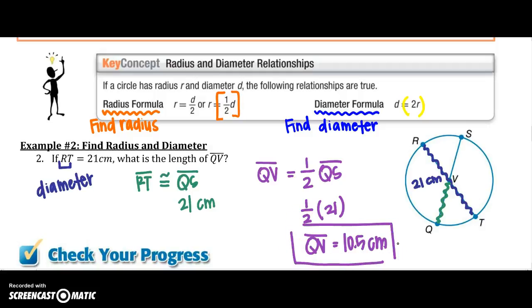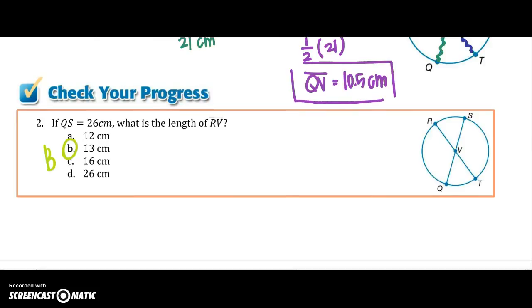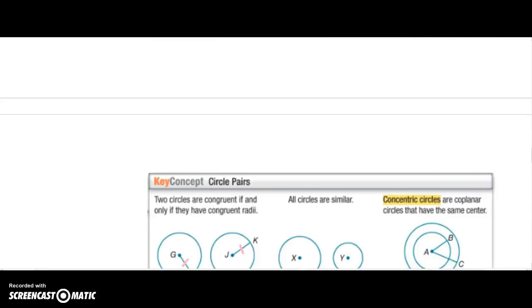Alright, go ahead and stop your checkpoint and try your checkpoint number 2. And here's your answer for that.